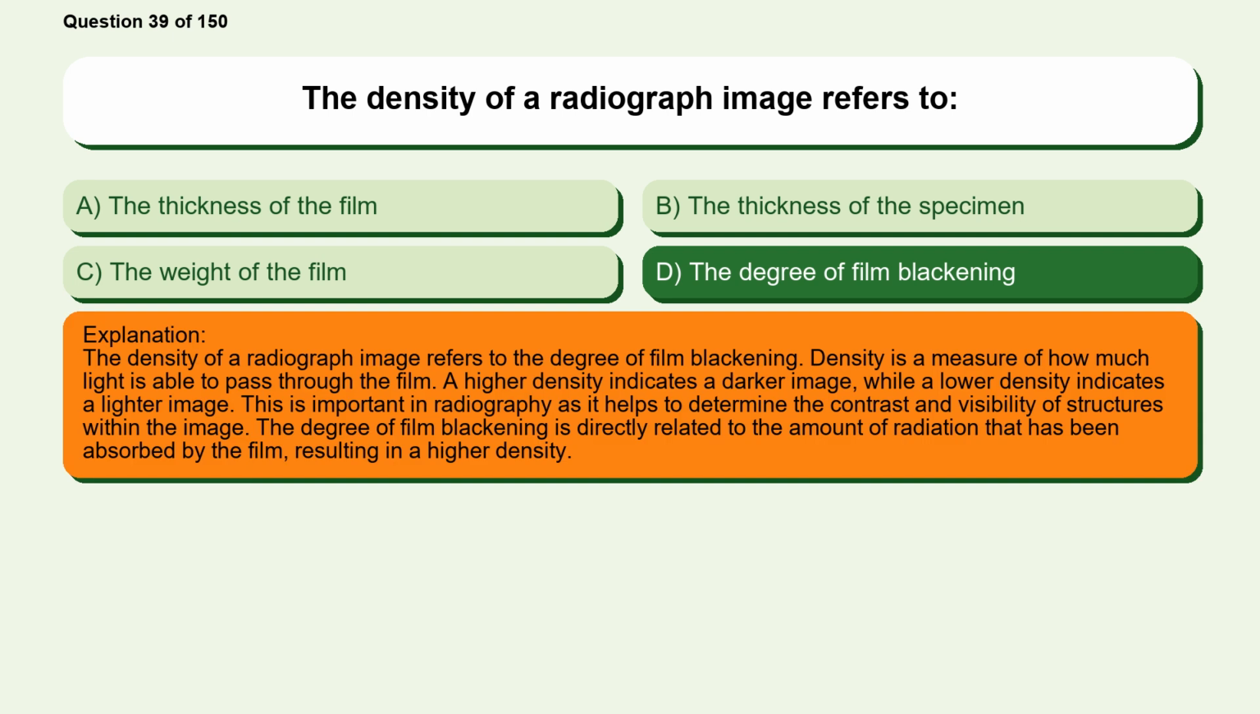The density of a radiograph image refers to the degree of film blackening. Density is a measure of how much light is able to pass through the film. A higher density indicates a darker image, while a lower density indicates a lighter image. This is important in radiography as it helps to determine the contrast and visibility of structures within the image. The degree of film blackening is directly related to the amount of radiation that has been absorbed by the film, resulting in a higher density.